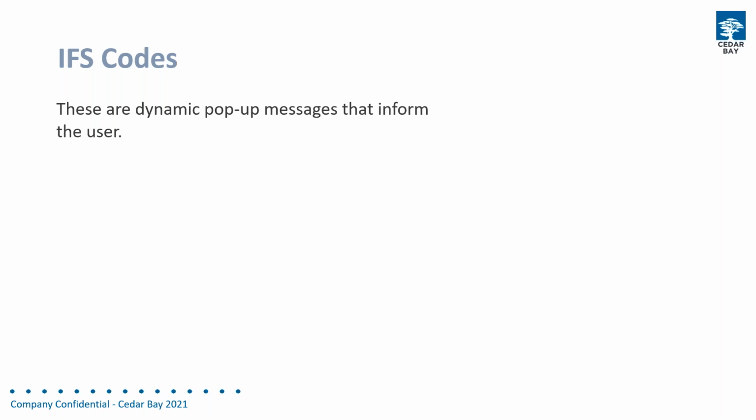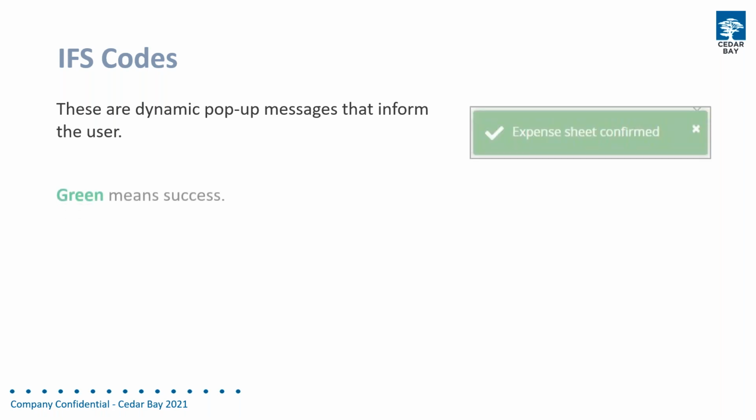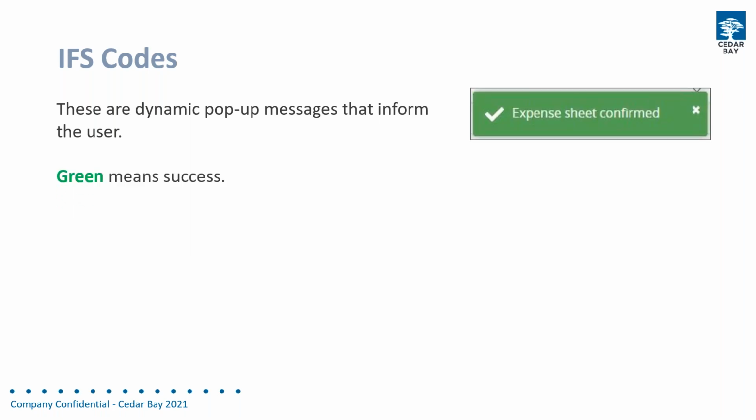All right, so I'd also like to talk about IFS codes, and this is something that I think is very, very useful for users to understand the effects of the transactions they're doing, or the effects of any errors or mistakes they've made. So an IFS code is essentially a dynamic message that comes up when it's giving you information about something, and it's color coded as well, so you can see what that means. Green essentially means success. As an example, if you've confirmed something, or authorized something, it will show up and say, yes, it's confirmed, it's green, it's successful.